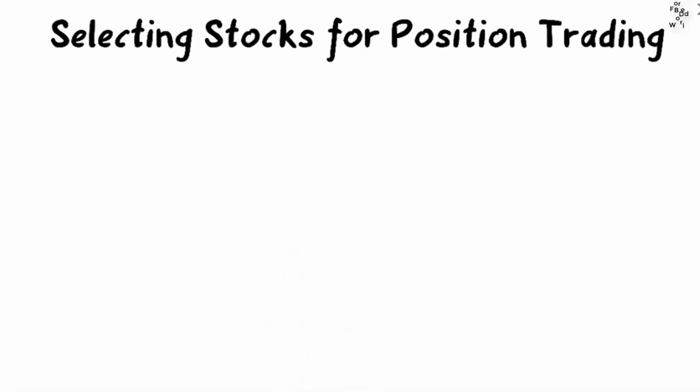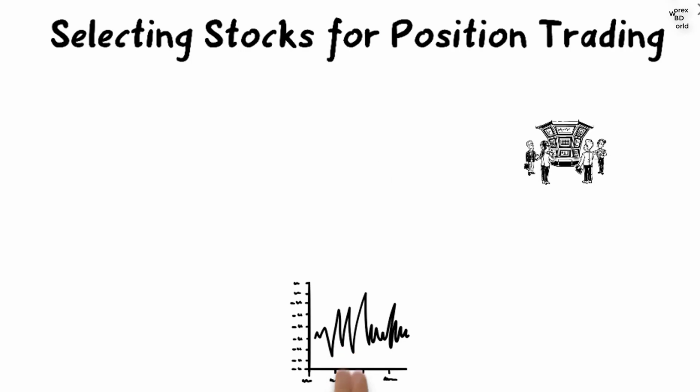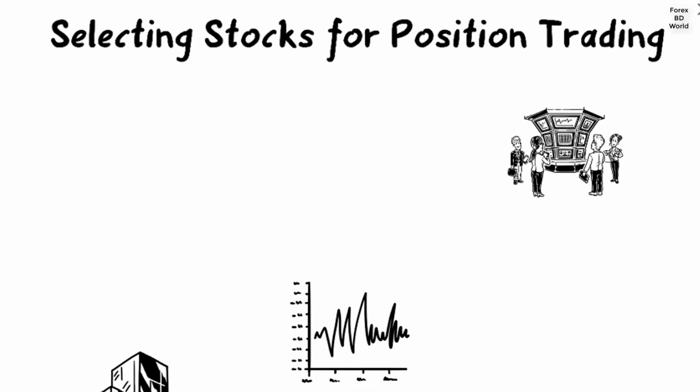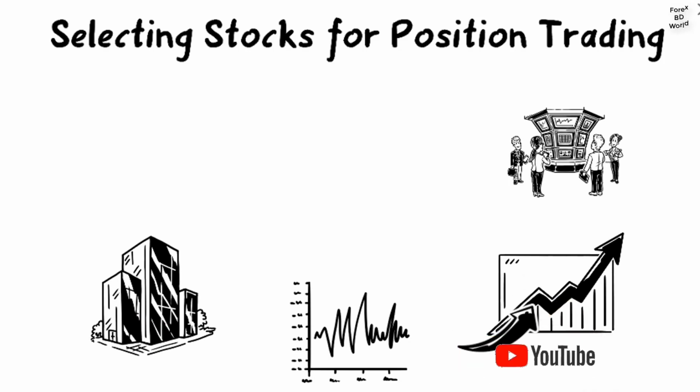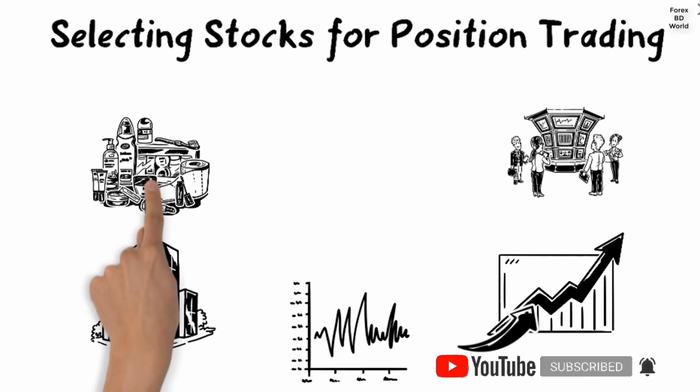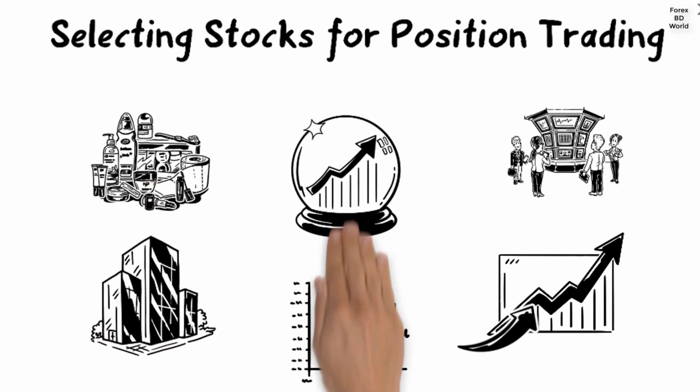6. Selecting stocks for position trading. When selecting stocks for position trading, you should look for companies with a strong financial position, solid earnings growth, and a competitive advantage. You should also consider the company's management, industry trends, and the overall economic outlook.